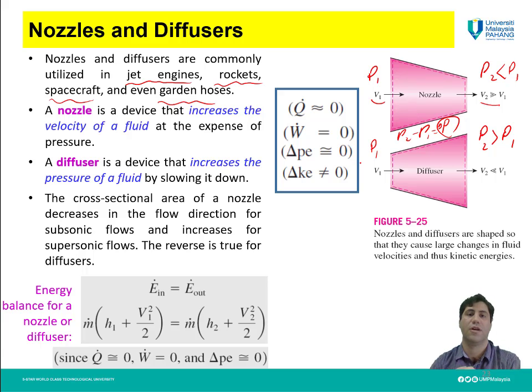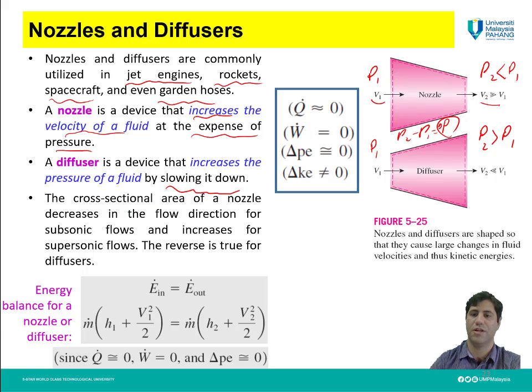This is the reason for the movement of the rocket, and because of that we use this device for the diffuser. So a nozzle is a device that increases the velocity of fluid at the expense of pressure. Pressure is reduced. A diffuser is a device that increases the pressure of a fluid by slowing it down. So velocity is reduced but pressure is increased.